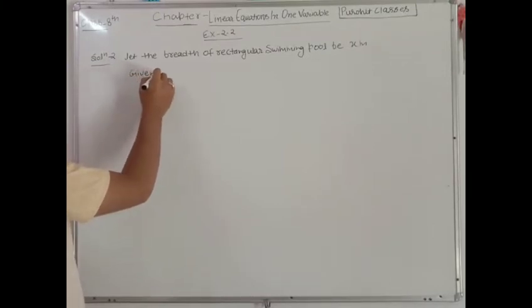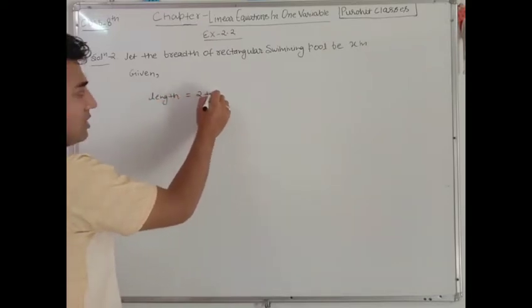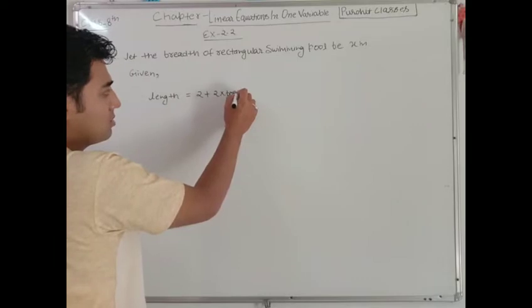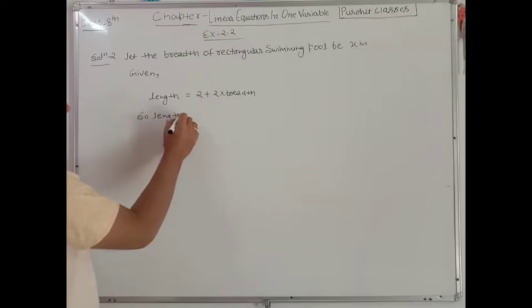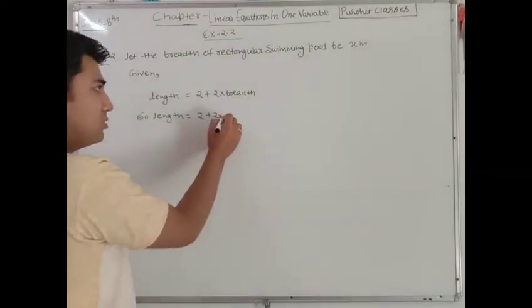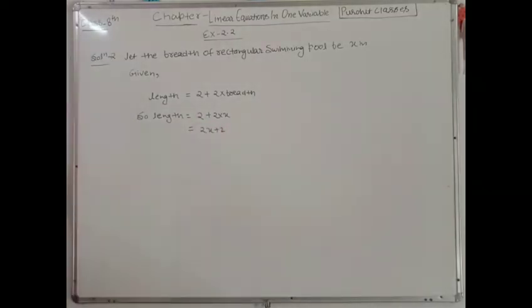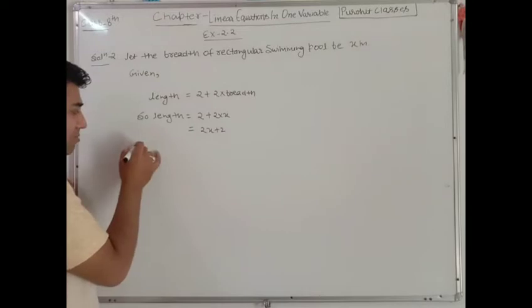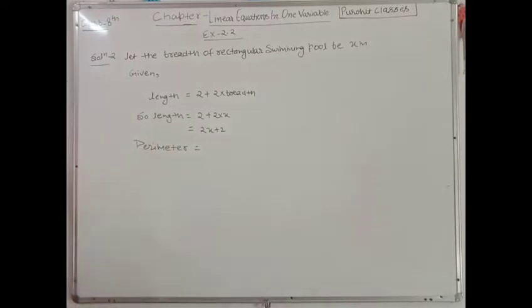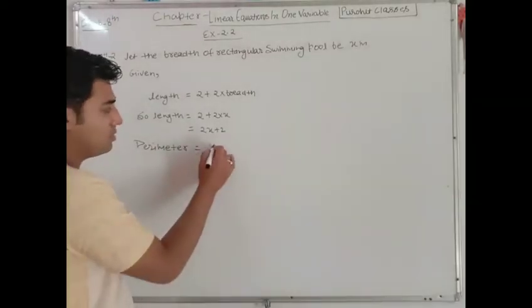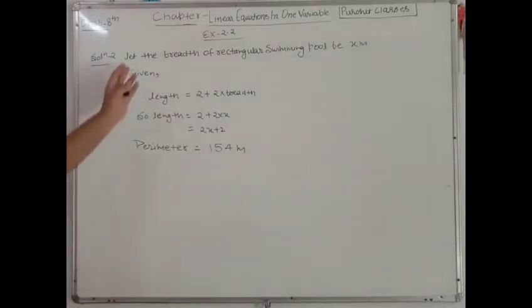Then what is given? It is given that length is equal to 2 more than twice of width. So length will be equal to 2 plus 2 into x, and that will become 2x plus 2 or 2 plus 2x, whatever you want to write. Understood? Okay, now see, again we are given perimeter is equal to, what is that? That is given, 154 meter. 154 meter.